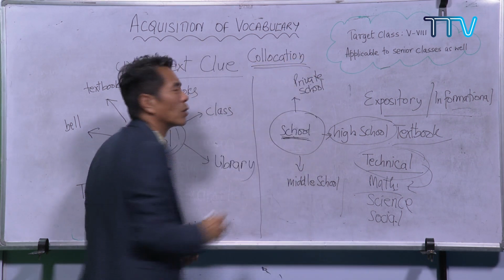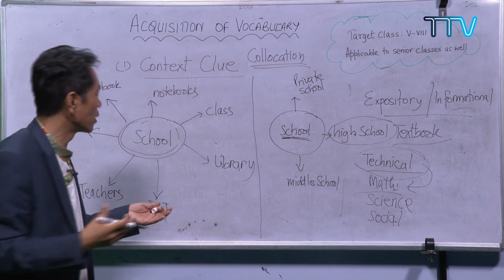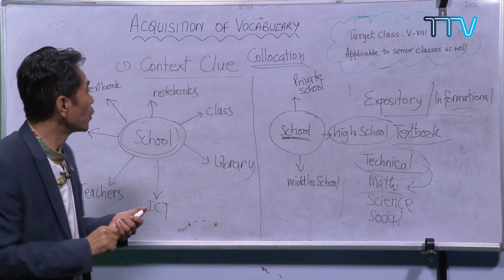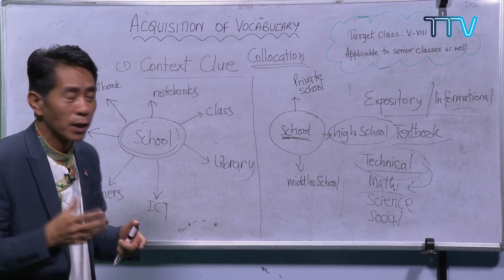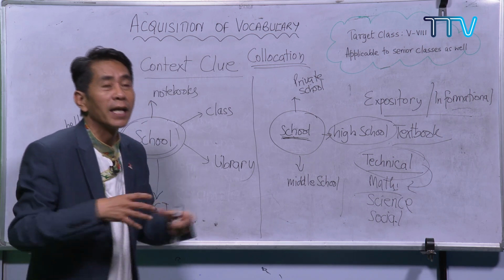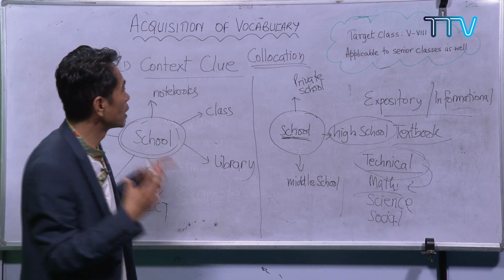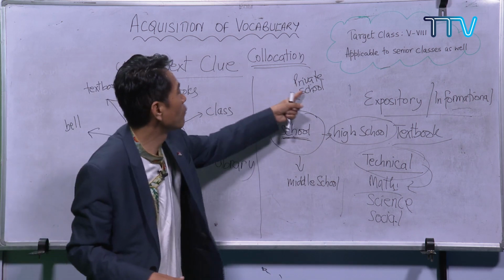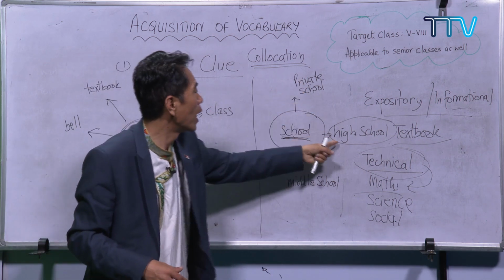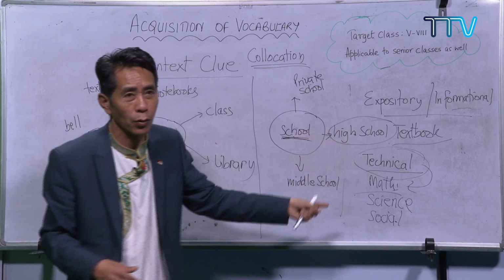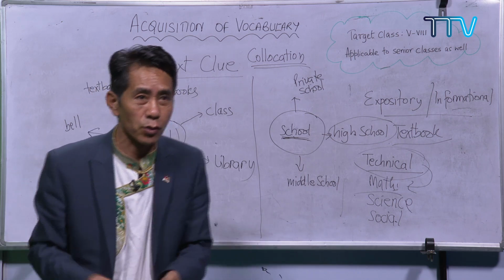Collocation. Now there are different types of collocation. Collocation means you use the words which normally come together. Some of these words always come together. For example, private school, high school, middle school. There are other words also.